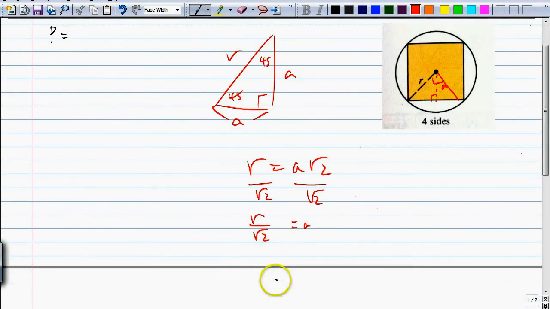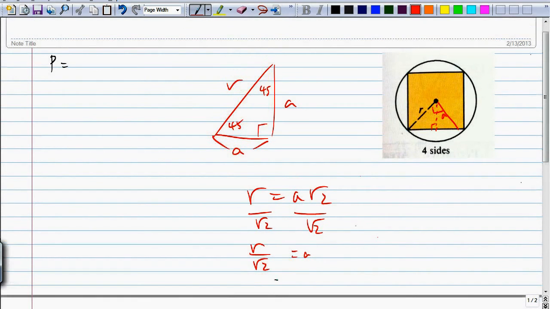And of course, you got to simplify this. When you simplify, multiply top and bottom by rad 2, don't you get R times rad 2 over 2? So we got A. That's great. Okay, so we got A.